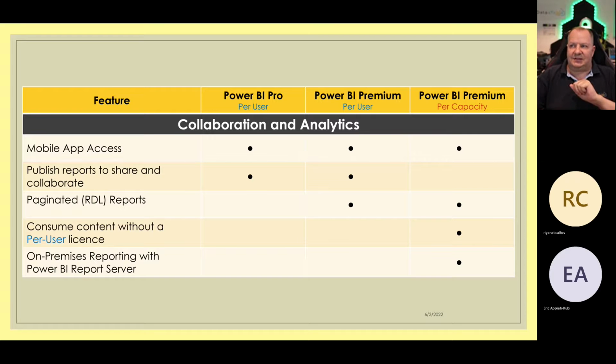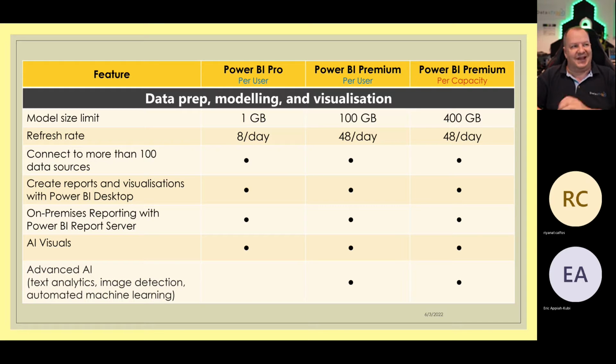Let's look at the next section, which is data prep and modeling. Here we're going to see a slight difference in the model size, the physical size of the model that we can fill up with data. For the Pro, it's a maximum of 1 gig per data model. That's the physical file. But when we go to the Premium or Premium per user options, we have 100 gig.